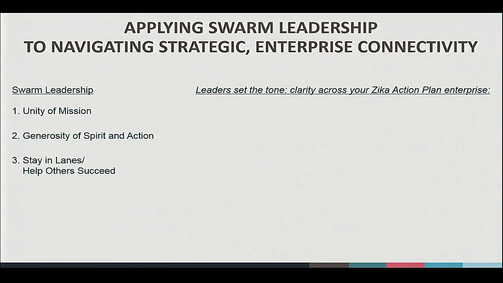So this is my job. This is where my expertise is, and how can I help you in your lane get your job done given your expertise? So everybody stayed in their lanes, helped others succeed. The fourth rule of swarm leadership is no ego, no blame. Interestingly, this came up later in the interviews, and everyone came back afterward and said this was the most important. If one person had tried to take the credit, or if people started pointing fingers, it would have broken that swarm leadership. And finally, a foundation of trusting relationships. People knew one another, and they were oriented to work together.